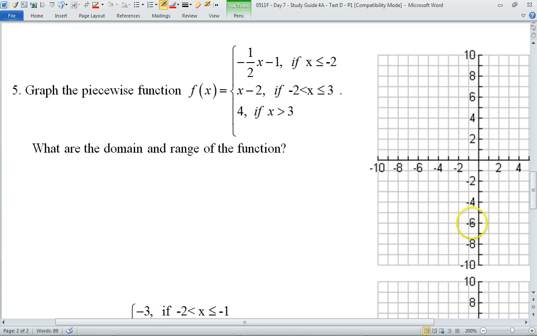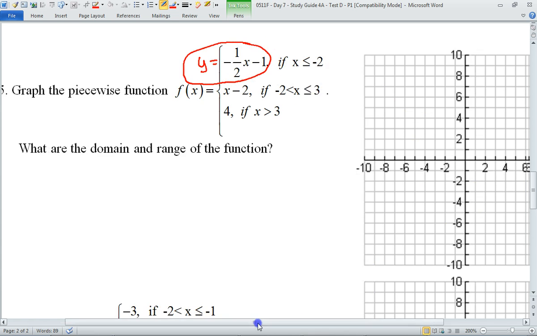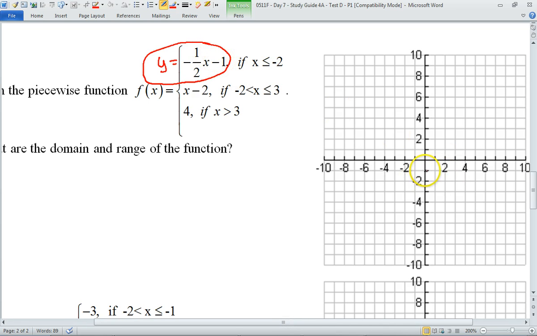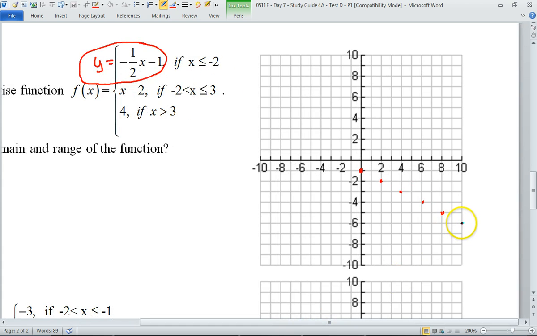All right, number 5. We got to graph this piecewise function. Just do one piece at a time. So starting with y equals negative 1/2 x minus 1. That's what I'm going to graph first. I start with negative 1 because that's my y-intercept. And then the negative 1/2, that's down 1, right 2. Always go to the right. So down and to the right. Always go to the right, you guys. Once you get your initial string, then you can repeat the pattern on the left side.